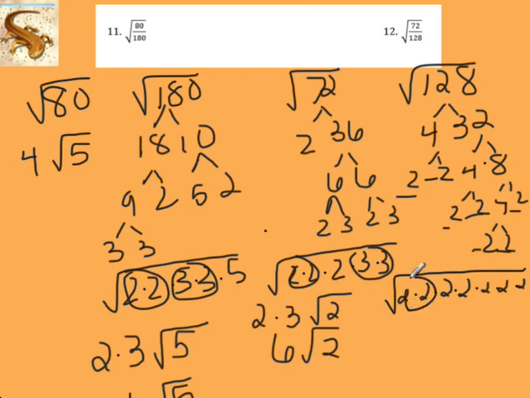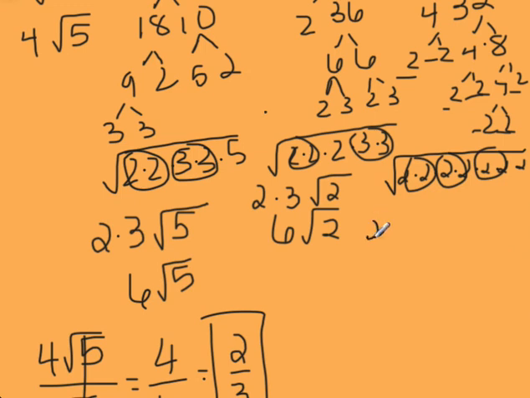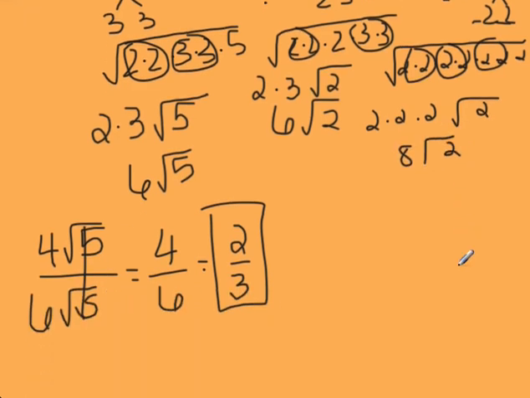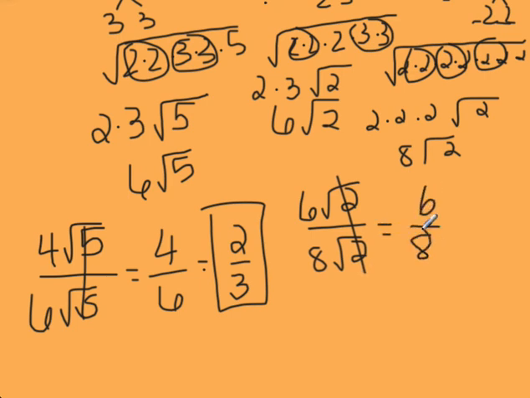So now I have a pair here, a pair here, and a pair here. So there's 3 2's that are going to come to the outside. 1, 2, 3. Left over is the square root of 2. So then we have 8 square root of 2. So we have 6 square root of 2 divided by 8 square root of 2. So the square roots of 2 are going to cancel out, and you're left with the fraction 6 divided by 8. Well, both of those are divisible by 2, and you end up getting 3 over 4. So your final answer is 3/4.